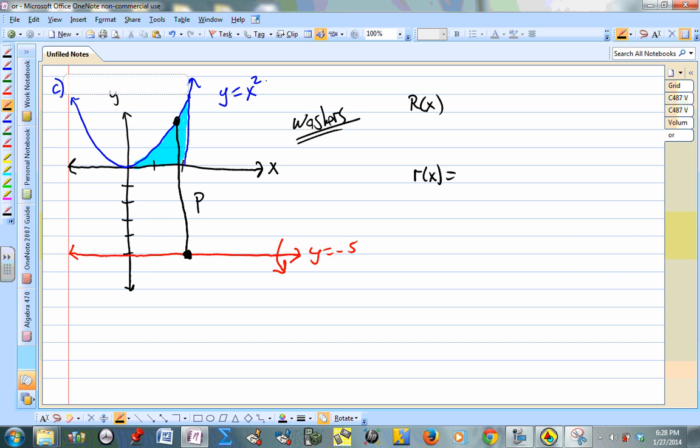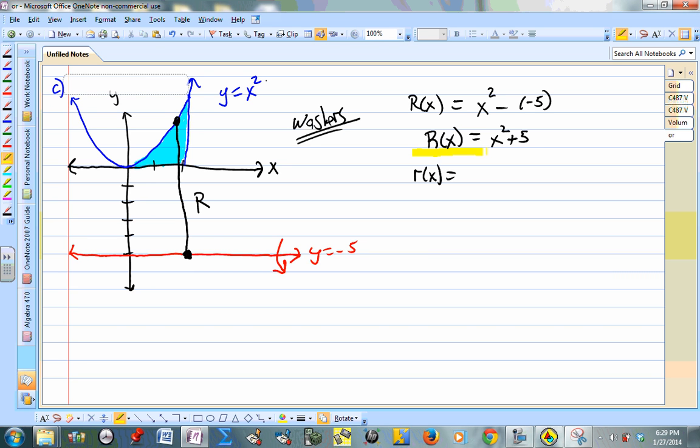And now let's set up our expression. We're going to do top minus bottom. What's on top of this big radius segment? Well, it's the curve y equals x squared. Minus what's on bottom of the radius segment? That's the horizontal line y equals negative 5. So our radius is going to be x squared minus negative 5. Or in this case, we'll clean it up, and we'll just call this x squared plus 5.